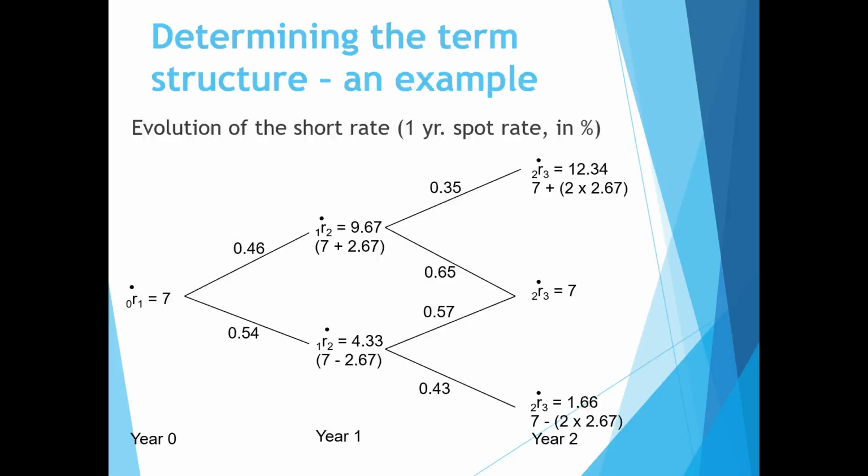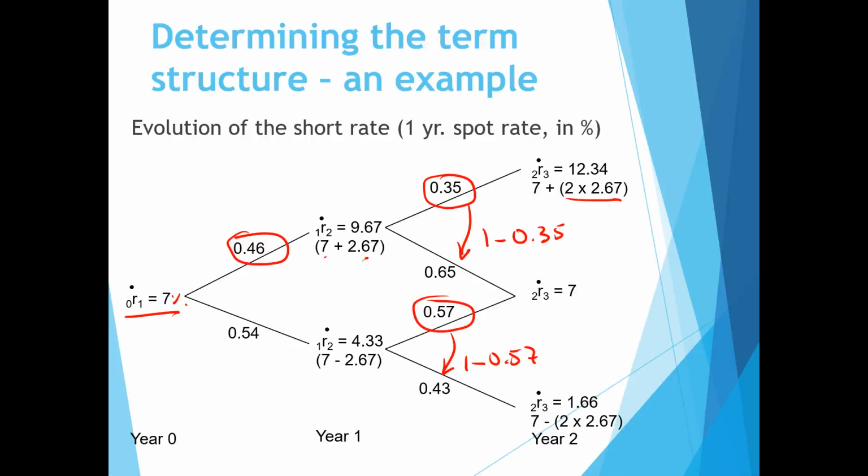So you should do this yourself to make sure that you know how to compute these rates with the slides from the previous chapter. Our initial rate is 7%, and then it's going to go up to 7 plus 2.67. And then here 7 plus 2 times 2.67, and so on. And then here I computed the probabilities for the different nodes. So you have to compute this 0.35, and then the one below here is 1 minus 0.35, for example. Or this one here again, 1 minus 0.57.